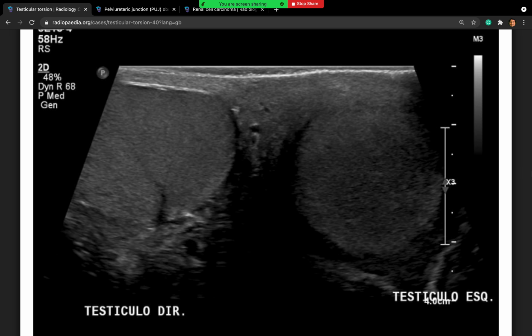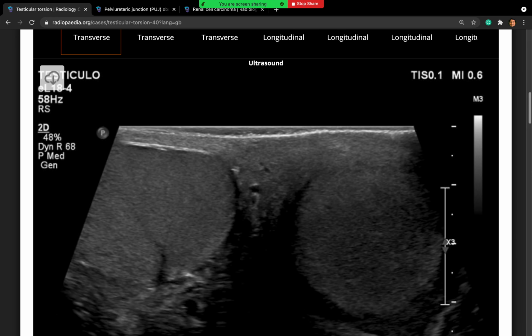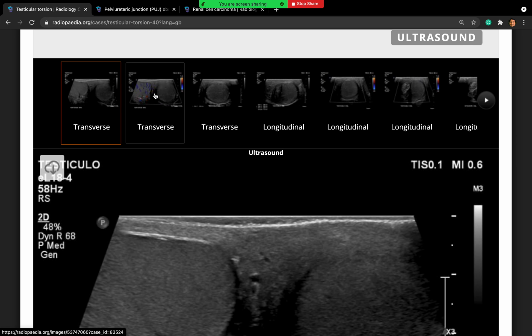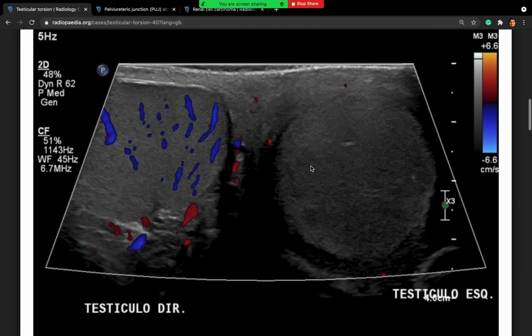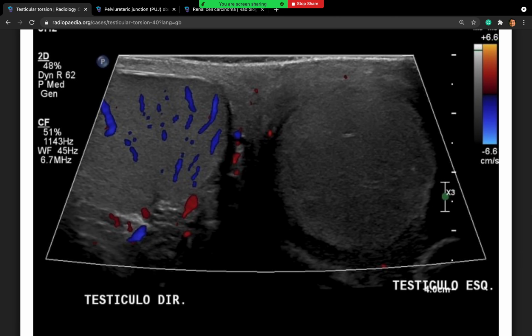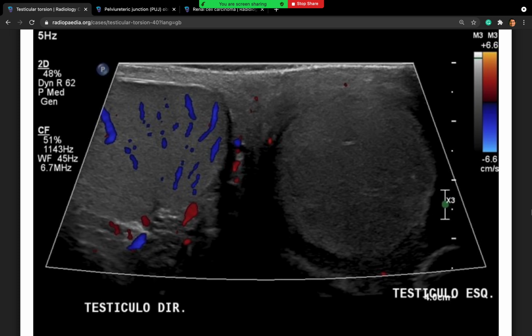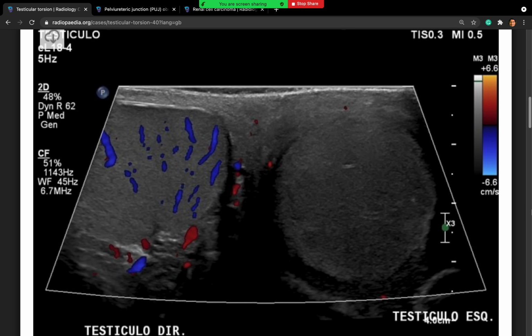I would still like to review all the images before I make a diagnosis here, and I would also like to review the Doppler images. Okay, so this is the Doppler. On the Doppler images, on the right testis, I can see normal blood flow. But on the left side, I do not see any color on the Doppler, which means that there's no blood flow to the left testis. Combining this with the fact that it is hypoechoic, we can make a diagnosis that it is a dead testis now and is likely to atrophy from here on.